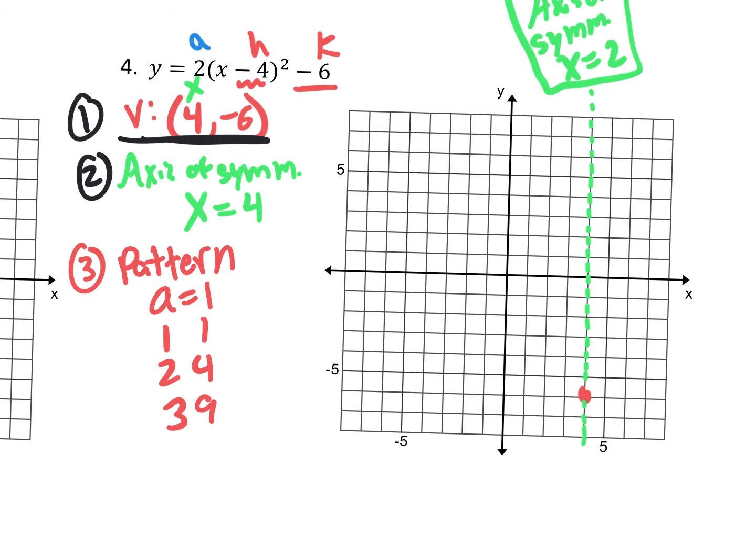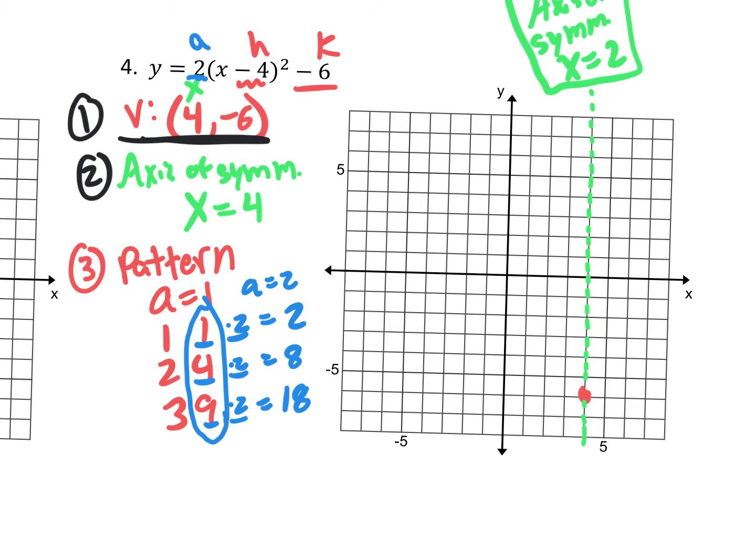But as we see up here, the a value is 2. So what we need to do is modify these outputs by multiplying them by 2, giving us 1 times 2 is 2, right? 1 times 2 is 2, 4 times 2 is 8, and 9 times 2 is 18. So now we have a new pattern, and that new pattern, let me highlight it here, is 1, 2, and then 2, 8, and then 3, 18.